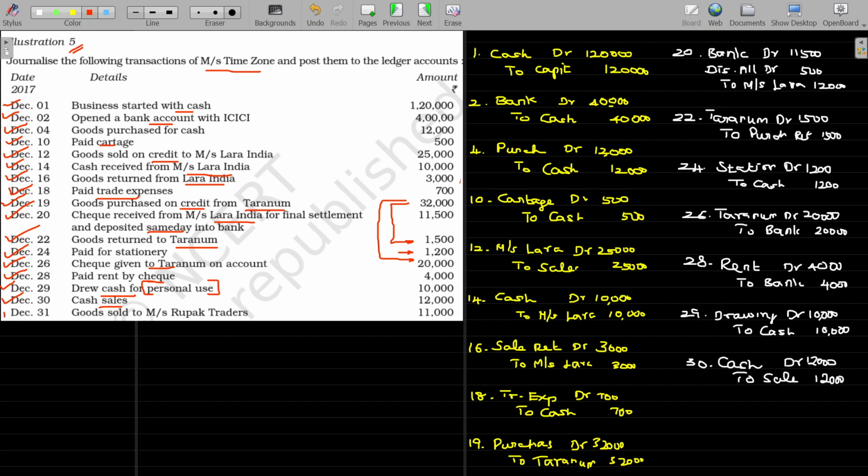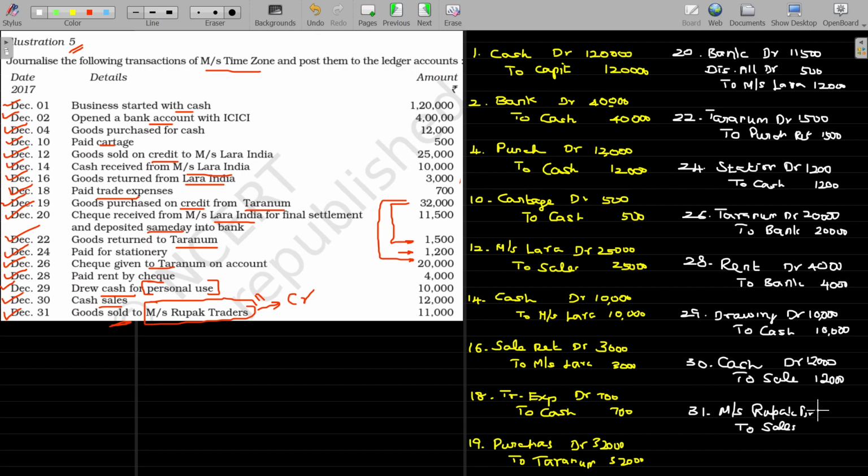On 31st December, goods sold to Mrs. Rubak Traders for rupees 11,000. If the sale or purchase has a name given, and you are not aware whether it's cash or credit, it's always assumed to be a credit transaction, so it's credit sales. The entry being Mrs. Rubak account debit to sales.